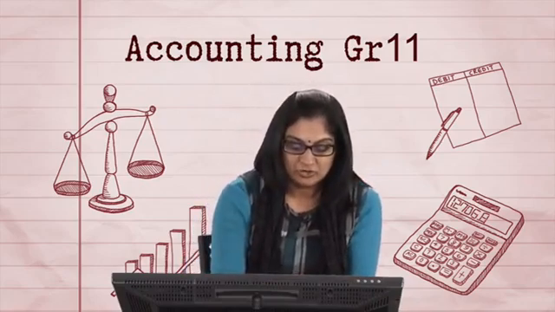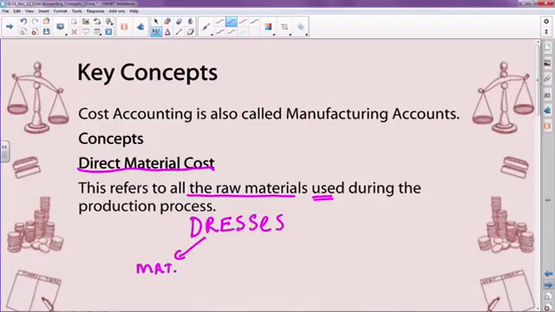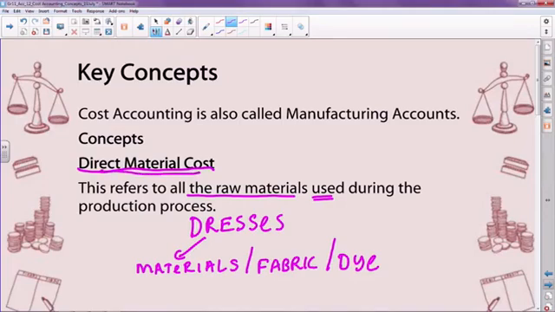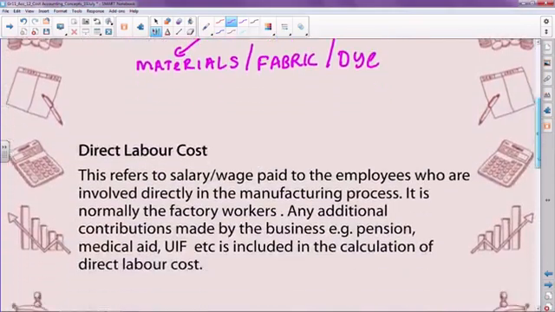Now, in this case, think about the raw materials that would be used to make a dress. Now, obviously, guys, you're going to need material or different types of fabric. You may need various types of dye, depending on whether you want to color the material or not. You will obviously need cotton for sewing the actual garment and so on. So those items are referred to as your raw materials, and once they are used in the production process, it is known as direct material cost. Okay, with me.